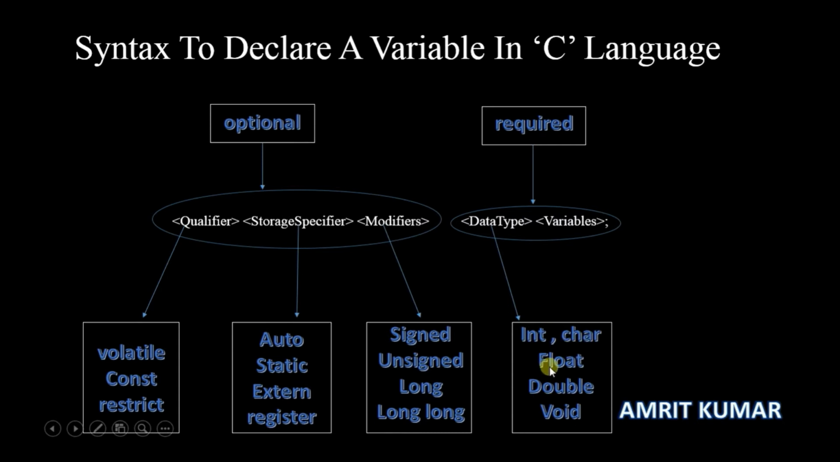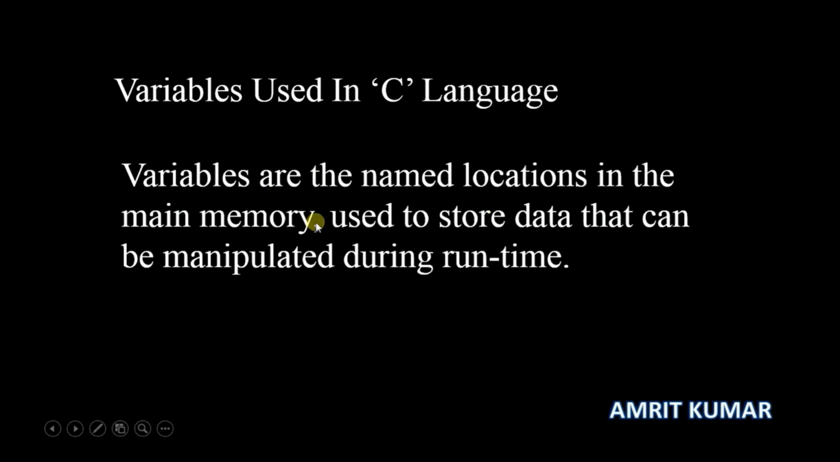We have studied the sizes of all of these in the previous video in the series of the Udemy package of C language. So the data type can be integer, character, float value, double value, or void also. And void means empty, whose size is considered to be 1 byte. Now these are the variables. What do we mean by variables? As we have studied, variables are named locations in the main memory used to store data that can be manipulated during runtime.